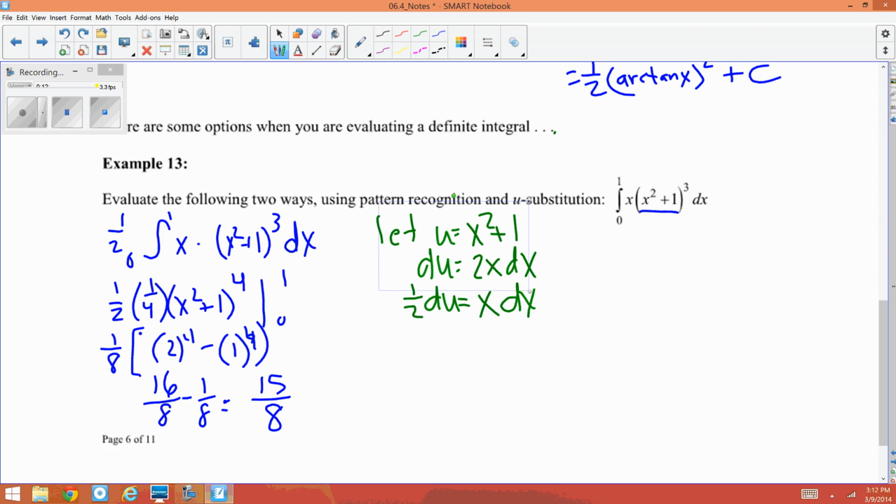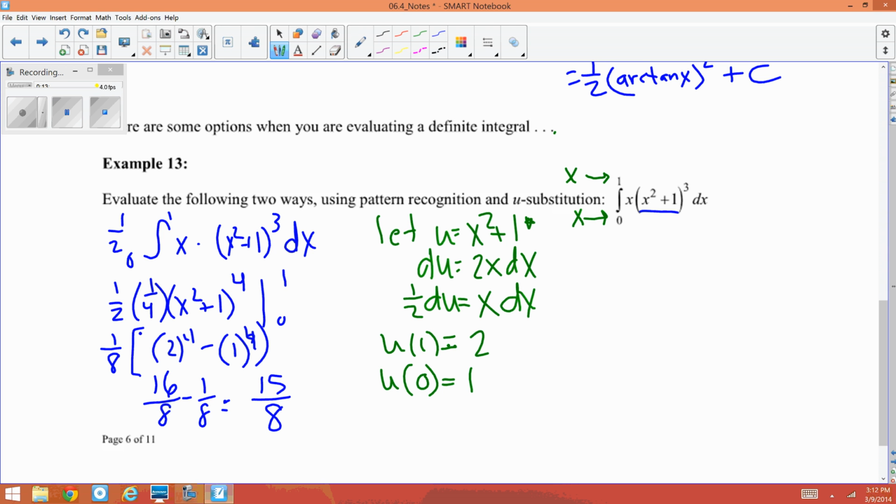The only other thing is these are our bounds. This is x equals 1, x equals 0. We don't have x anymore, so I need to plug those in. My upper bound of 1, if I plug that in for u, I get 1 squared plus 1, or 2. If I plug in my lower bound into this here, I get 0 squared plus 1, or 1. So now I have new bounds. I changed it to a whole new function here.